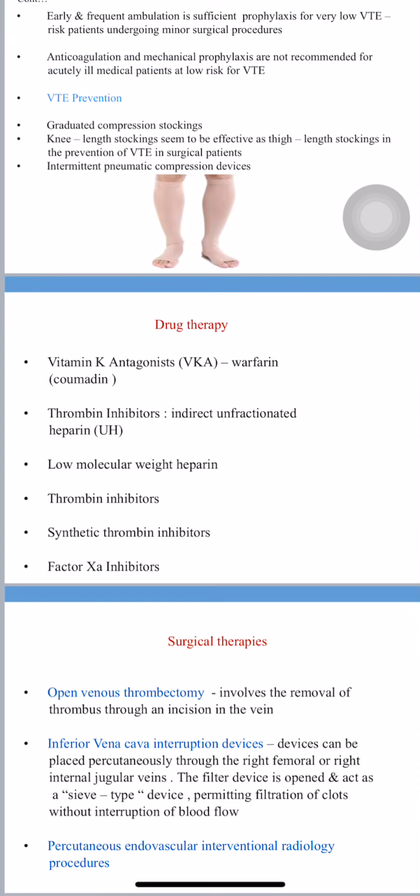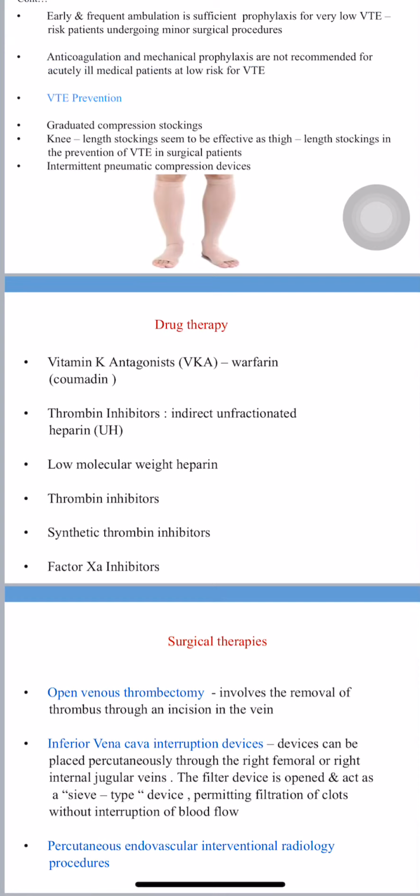Before starting warfarin therapy, we have to take a careful history, and do not give antiplatelets or NSAIDs with warfarin, because they may increase the risk for bleeding.